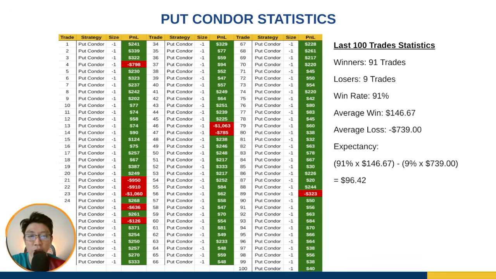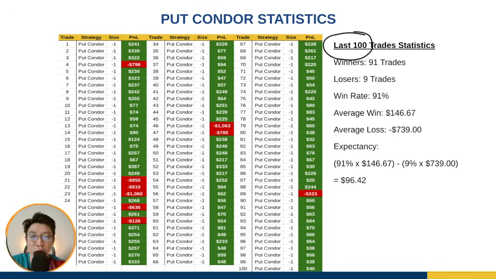Now, the next thing I want to share with you before we go on to the option chain is the put Condor statistics, right? So as you can see down here, this is the statistics of the last 100 trades if you were to put on the strategy. It's very important to put on the strategy for at least 100 trades, because then you will have a much better indication of the true performance of this strategy.